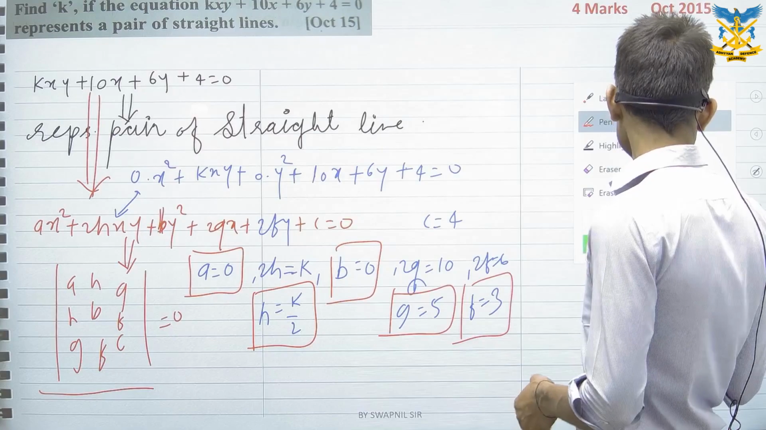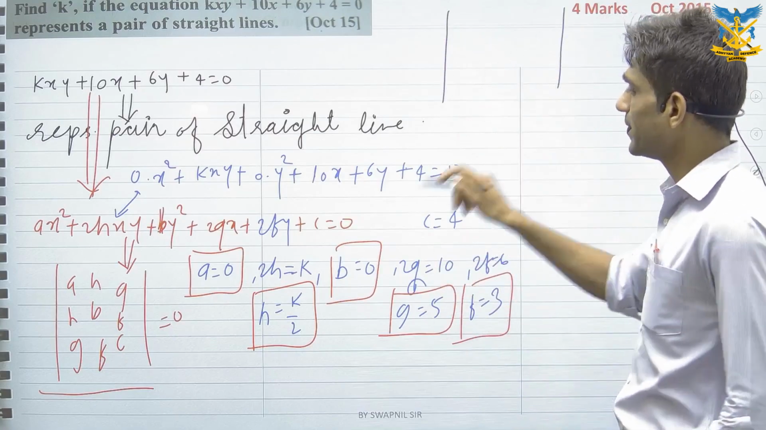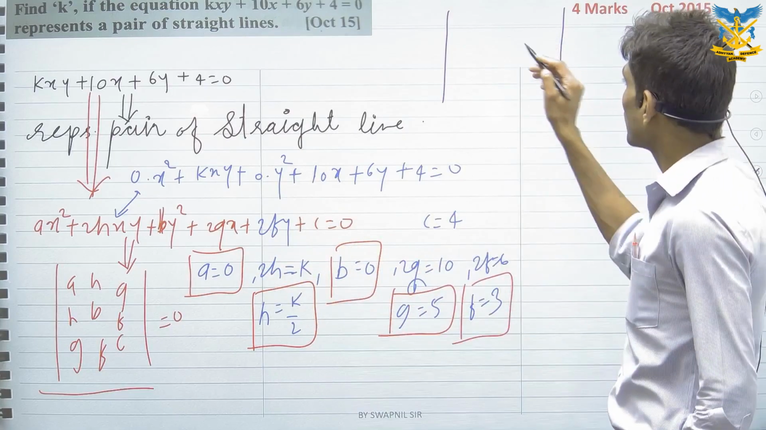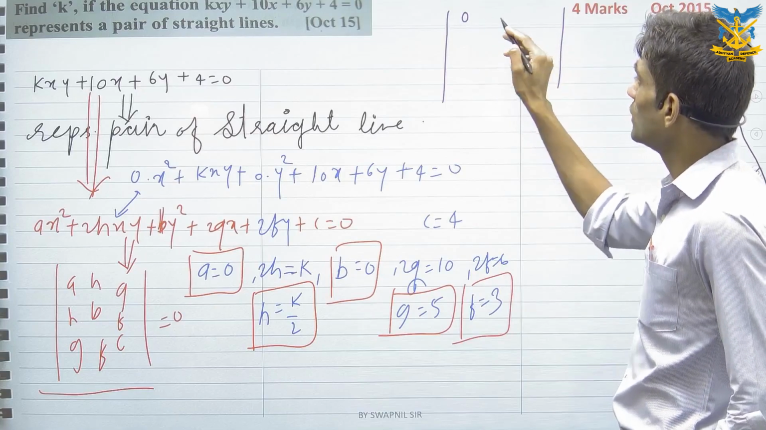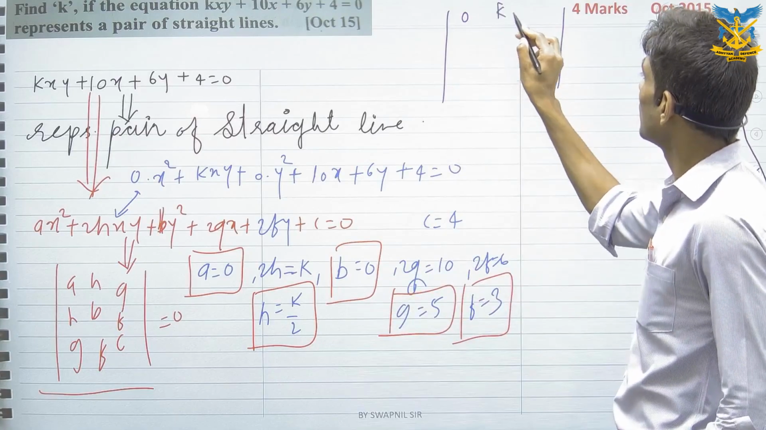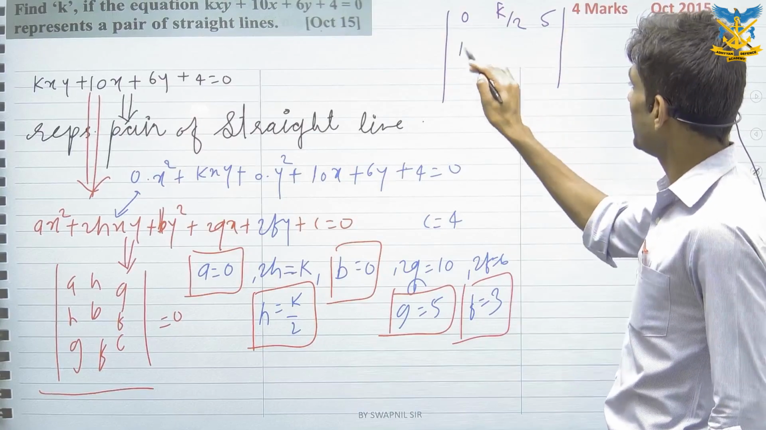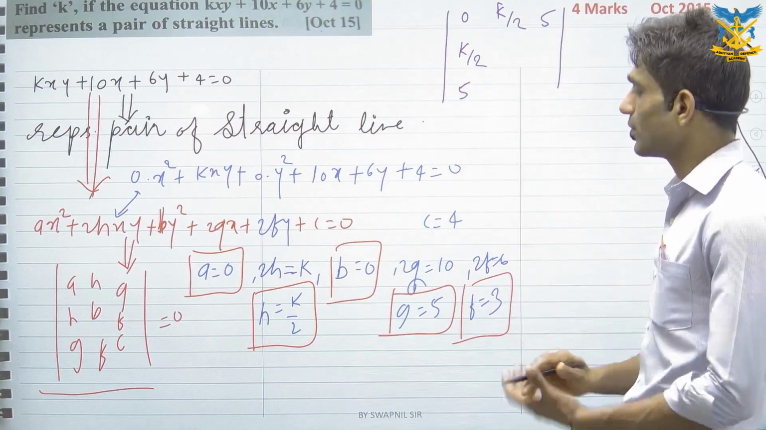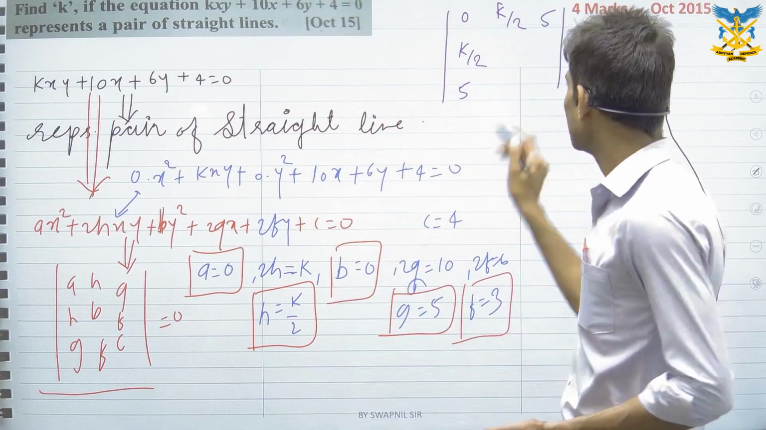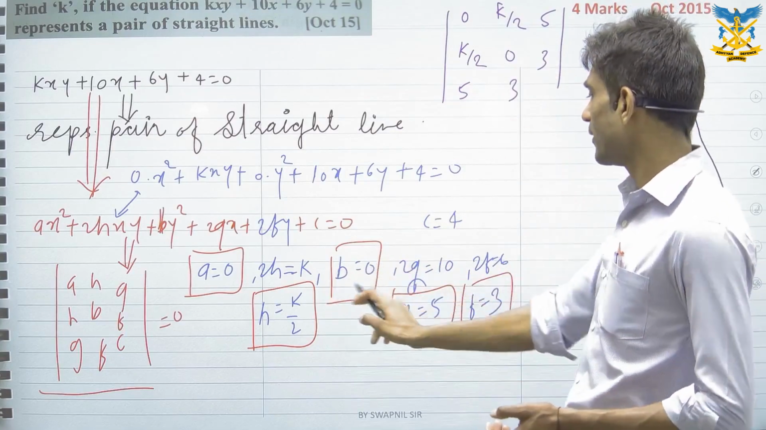Well, let me change the color. Put the values in our 3 by 3 determinant. Our 3 by 3 determinant comes as a h g, that means 0, k by 2, 5. So the first row is 0, then next h is k by 2, and at the end g, which is 5. So k by 2 is the same here, and 5 is the same here. After that we have b, f, and f, c. What is the value for b? 0. f? 3. And the value for c we have here is 4.